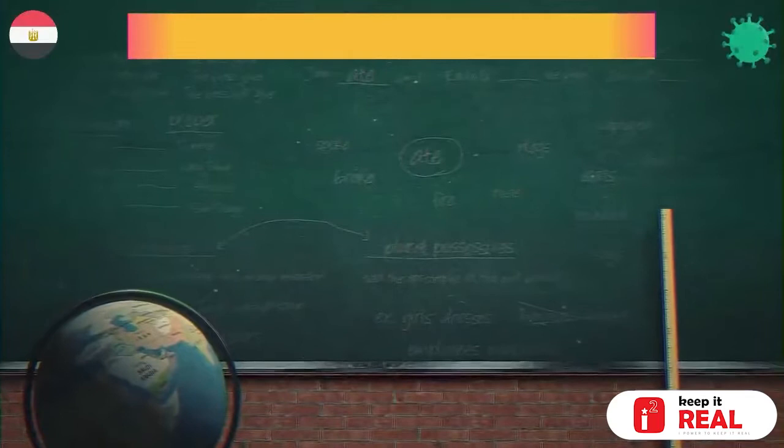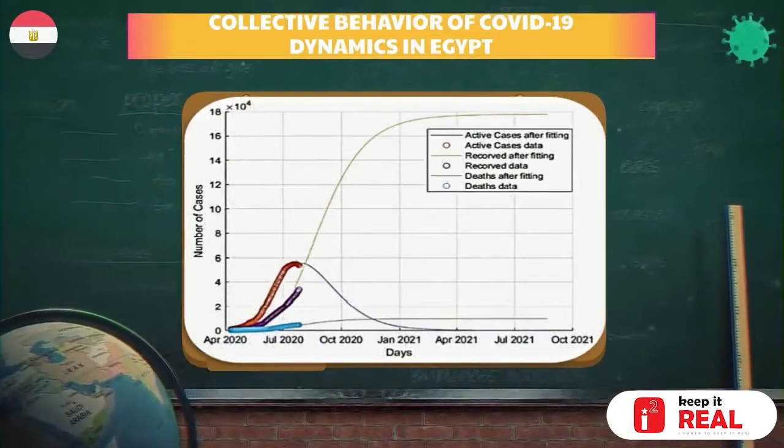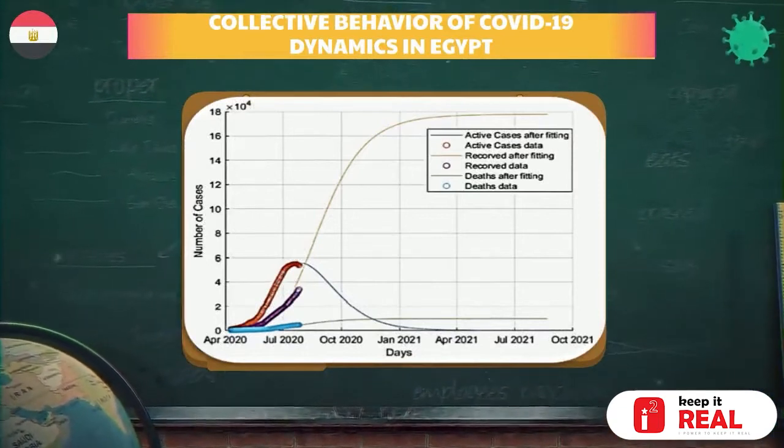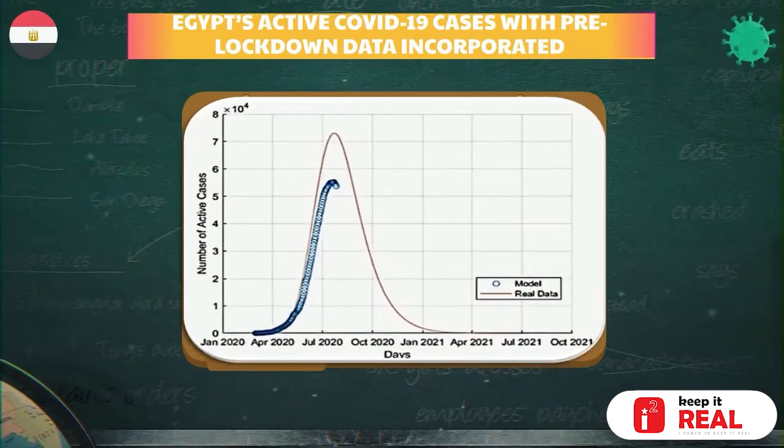By using the real data of Egypt to calculate these parameters using MATLAB, the graphs show that the model fits our real data, but there is an exception: the behavior of the active cases when the data points before the lockdown are incorporated into the dataset. This behavior is consistent with our current understanding of how non-pharmaceutical interventions affect COVID-19 dynamics.